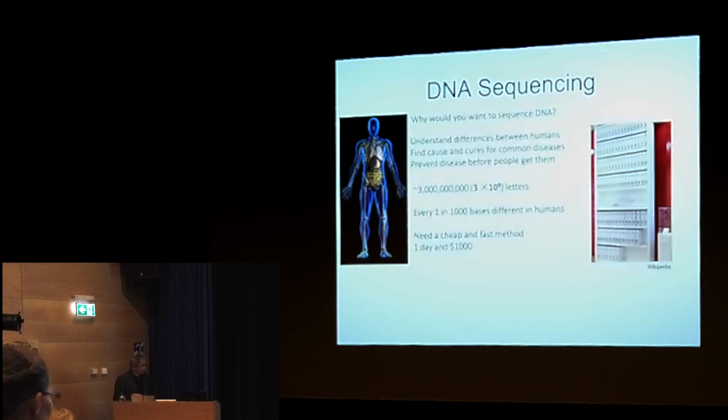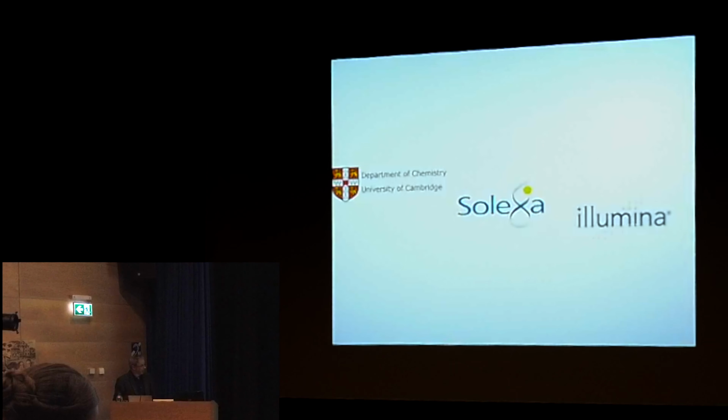You've got 3 billion bases in every cell, and every individual differs by 1 base in 1,000. And the challenge, so this was in the mid-90s, was to develop a method that was cheap, so you could sequence in 1 day for $1,000 a whole human genome. So this story starts in the chemistry department, and then with my colleague Shankar Balasubramanian, we founded a company, Solexa, which was then eventually taken up by Illumina.